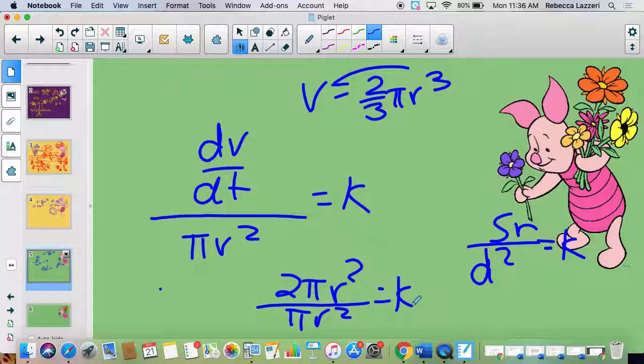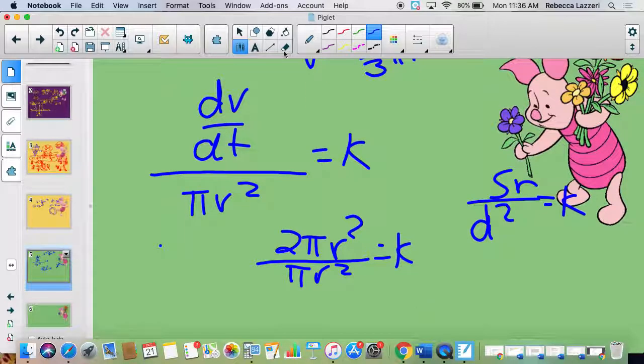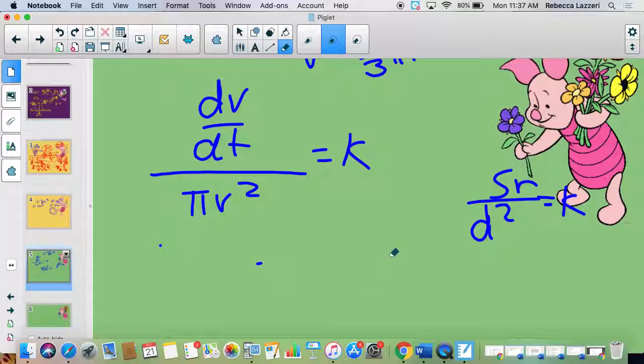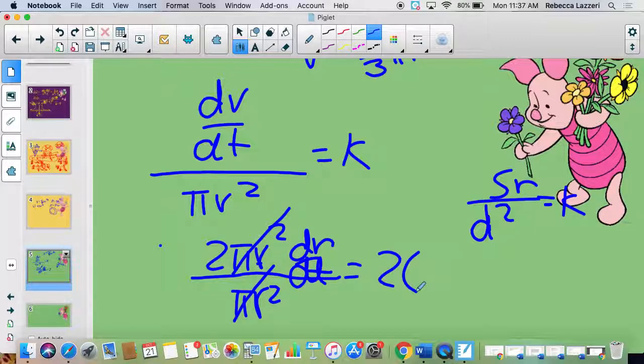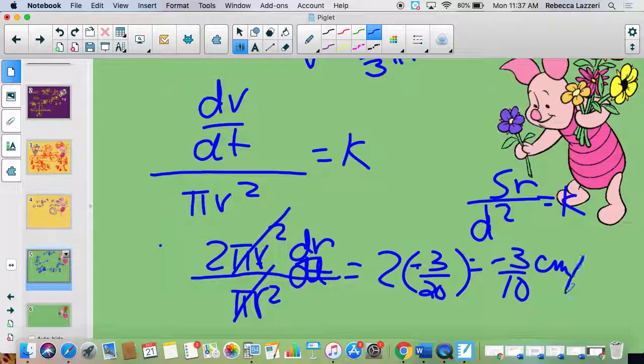Okay, I know what I did wrong. Sorry. dV/dt was 2 pi r squared dr/dt over pi r squared. All right, then we knew dr/dt. What did we find for dr/dt a little while ago? Negative 3 over 20. So this is -3/10 centimeters per hour.